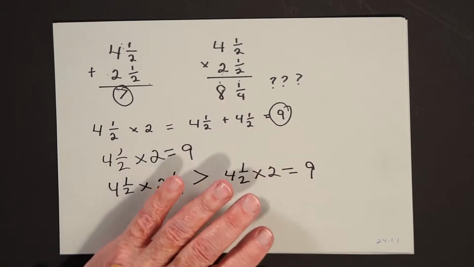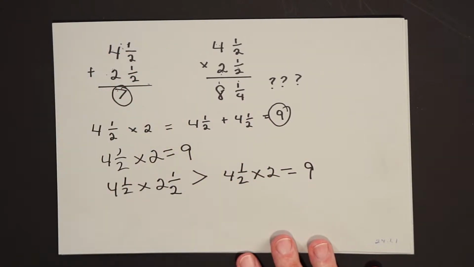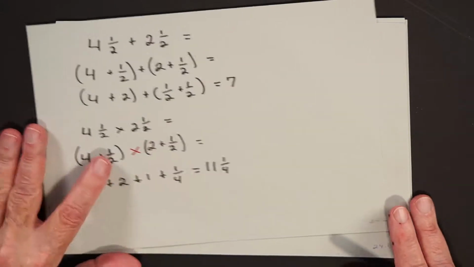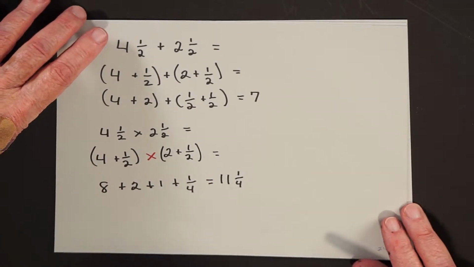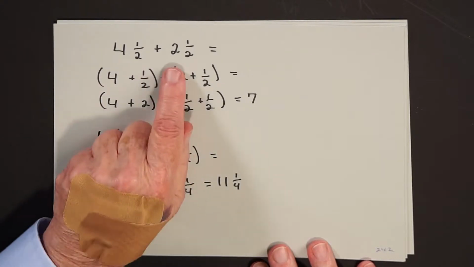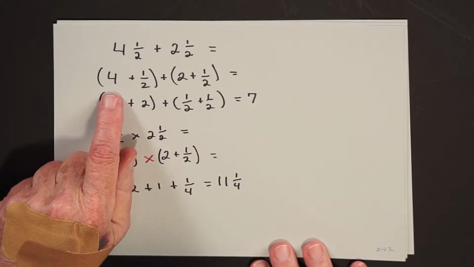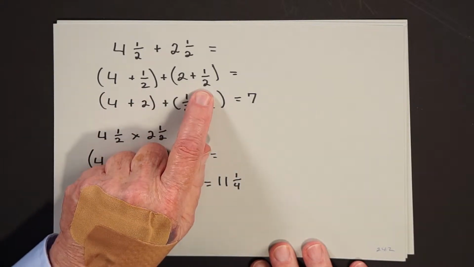So what happened here? Where did the student go wrong? Why could they do it here, but they couldn't do it here? Well, let's expand things, and maybe we can see. Another name for 4 1/2 is 4 plus a half. Another name for 2 1/2 is 2 plus a half. So it's 4 plus a half plus 2 plus a half.